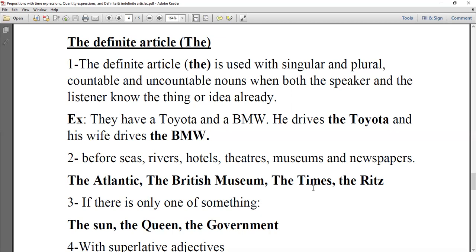This is a very popular newspaper in Britain, mainly in England. Okay, هي صحيفة جدا مشهورة طلاب في بريطانيا. The Ritz, this is also a group of hotels across the world. هاي مجموعة من الفنادق أيضا في العالم.